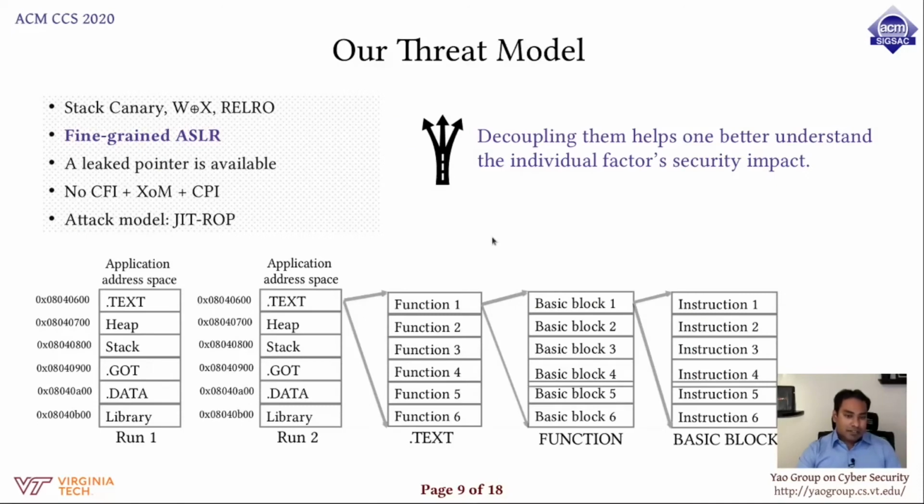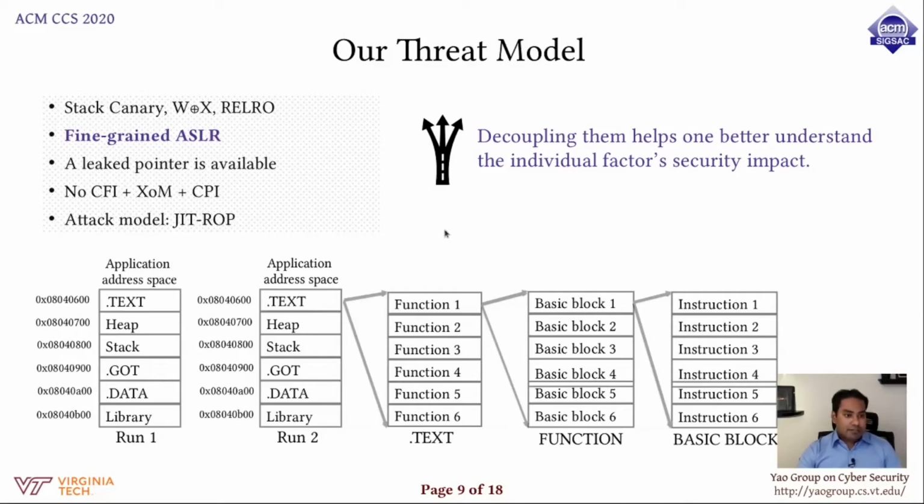So in our threat model, we assume all the standard defenses. We also assume fine-grained ASLR is enforced, a leak pointer is available, and the attack model is JIT-ROP. We assume no CFI, no execute-only memory, and no code pointer integrity protection. We believe that decoupling them from the ASLR would help us better understand ASLR's security impact.